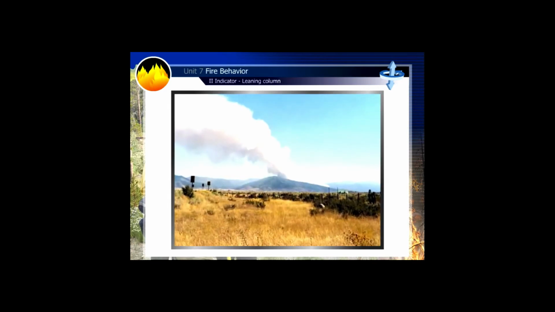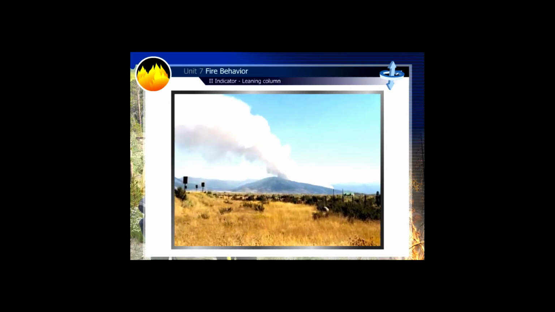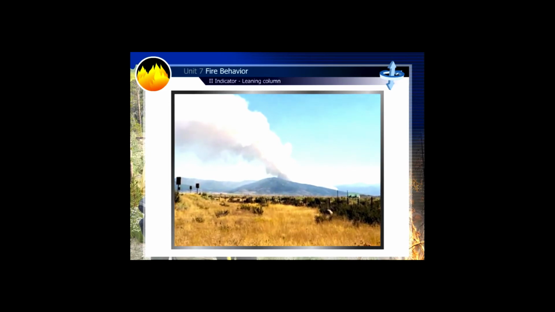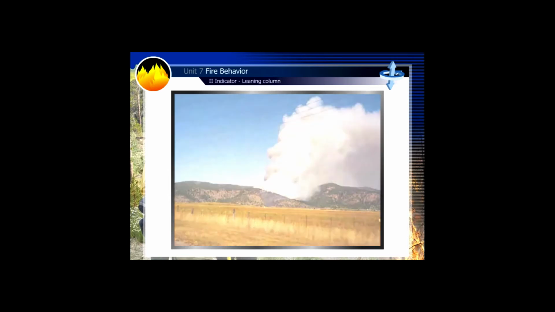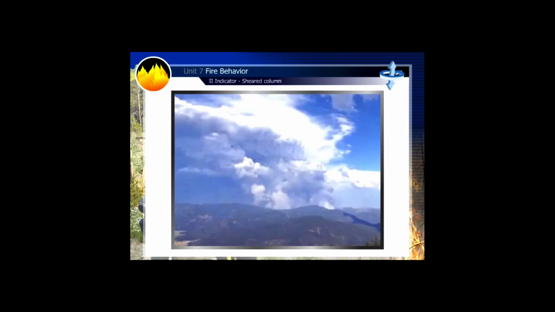A leaning column is one of the first fire behavior indicators that you will see when approaching a fire. A leaning column is typical of wind-driven fires, therefore anticipate rapid rates of spread and short-range spotting. A sheared column rises straight up and then at some level is sharply sheared off in a horizontal direction by winds aloft. This can cause long-range spotting, and winds aloft can surface and increase fire behavior. Avoid working under a sheared column.